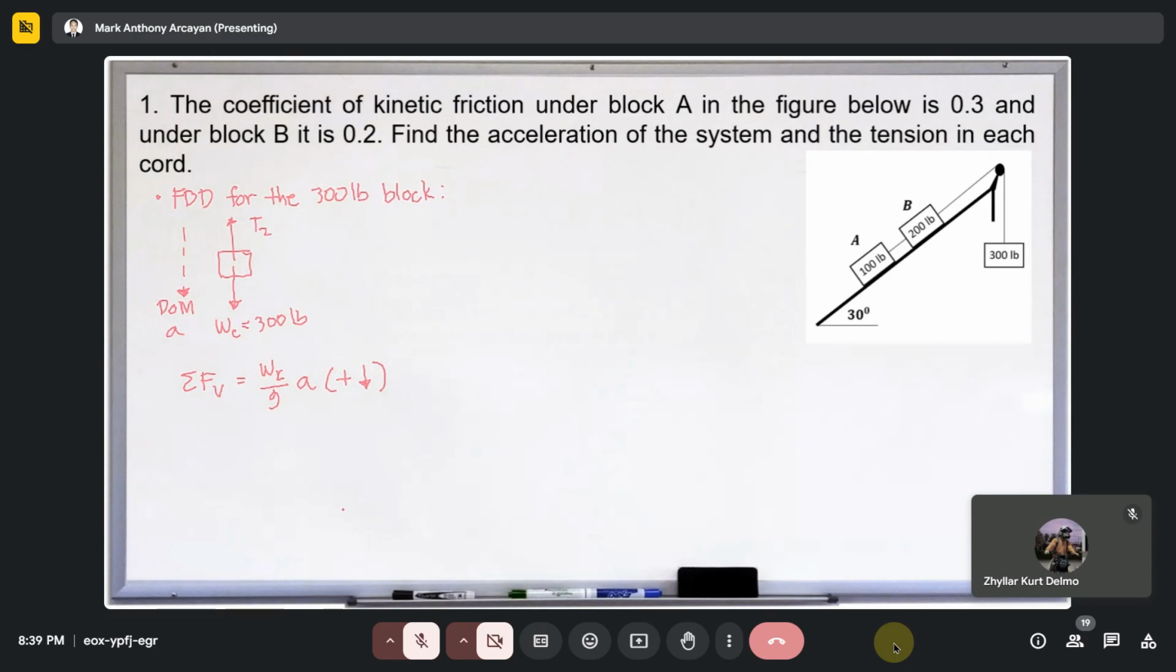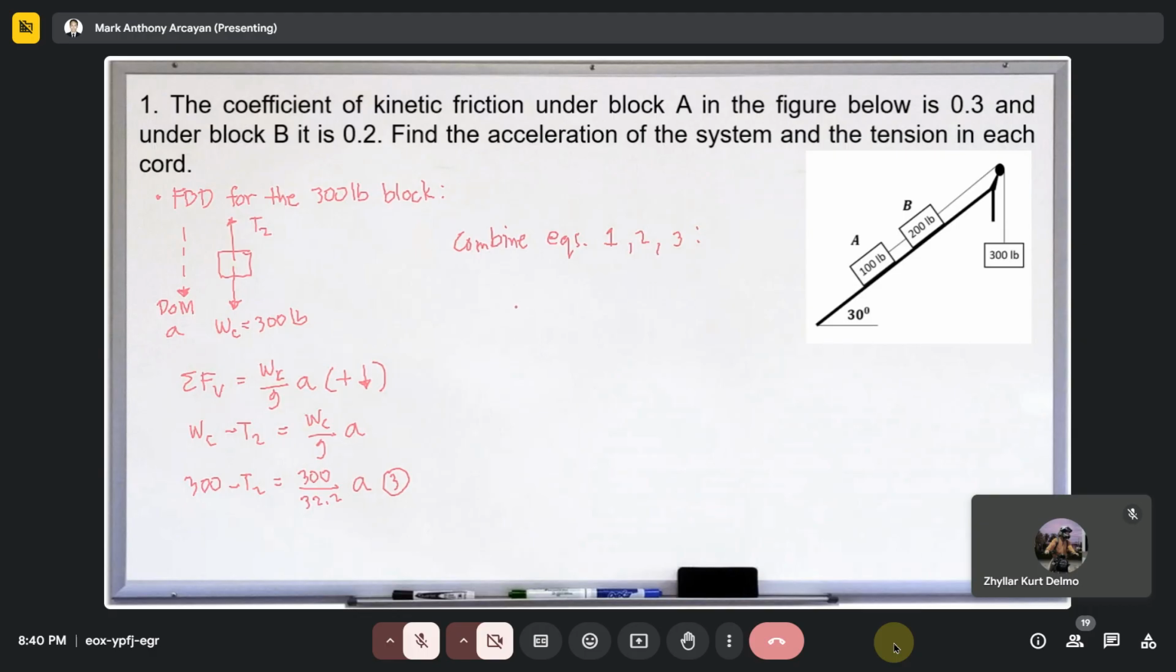That is why I highlighted earlier for the general steps that you should specify the direction of motion. Now there are only two forces. The weight takes the positive value, then T2 takes the negative value. That is equal to W over g times a. We substitute: 300 minus T2 is equal to 300 over 32.2 times A. This would be our equation 3. Now, we're going to solve simultaneously equations 1, 2, and 3.